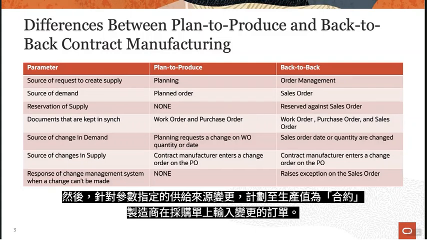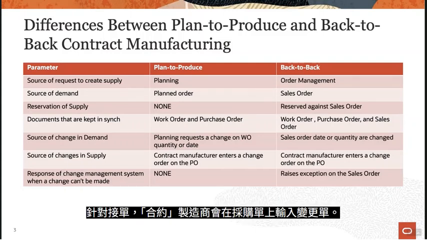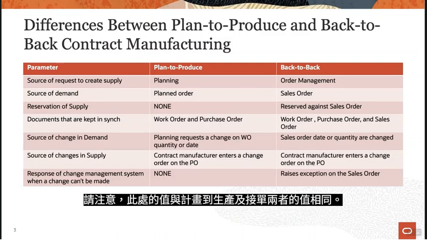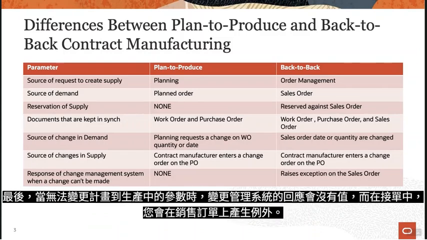Then for the parameter named source of changes in supply, the plan to produce value is contract manufacturer enters a change order on the PO. For back-to-back, the contract manufacturer enters a change order on the PO. Notice the values here are the same for both plan to produce and back-to-back. Then finally, responsive change management system when a change can't be made parameter. In plan to produce, there is not a value, whereas in back-to-back, you raise exceptions on the sales order.